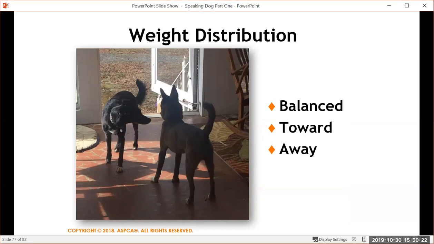Whether the dog is balanced in his weight, whether he's leaning forward towards something or pulling away from something. I want you to look at this picture. This is a really fascinating interaction between these two dogs. You see the dog on the left, even though her head is lowered, she's gazing directly at the dog and her weight is forward. The dog on the right is very upright, with forward ears and a high stiff tail, but he's not looking at the dog on the left. His gaze is averted and his weight is ever so slightly shifted away.